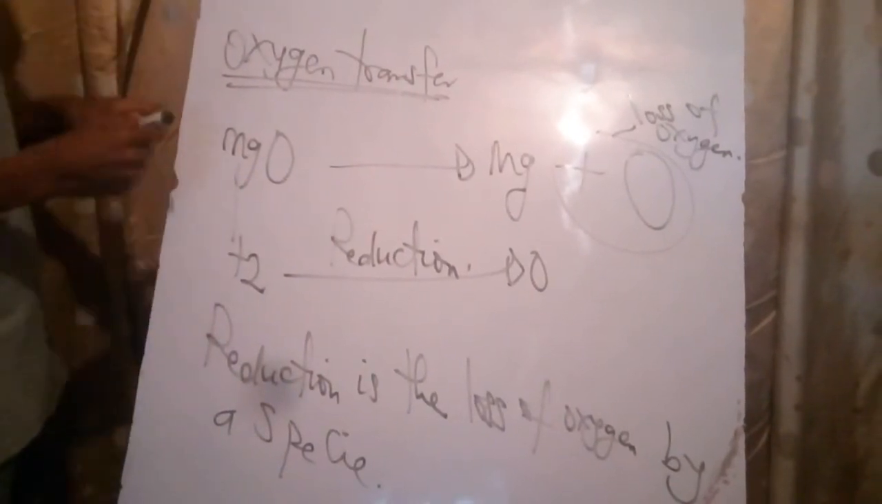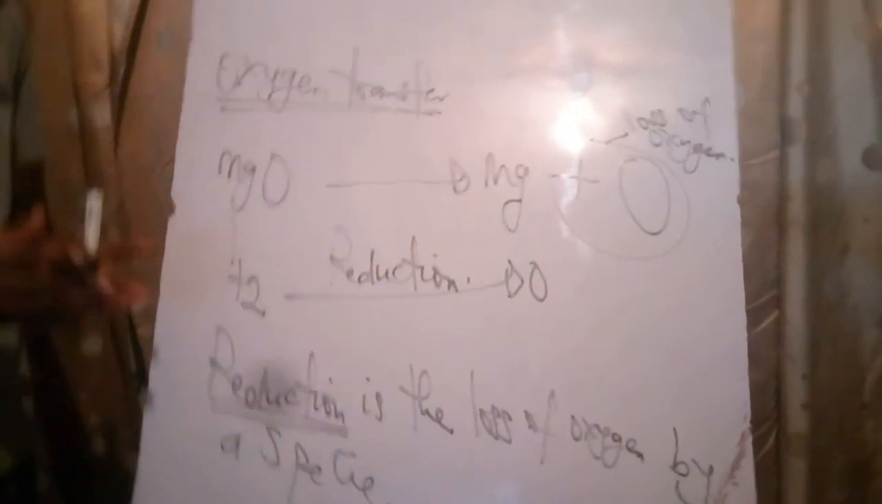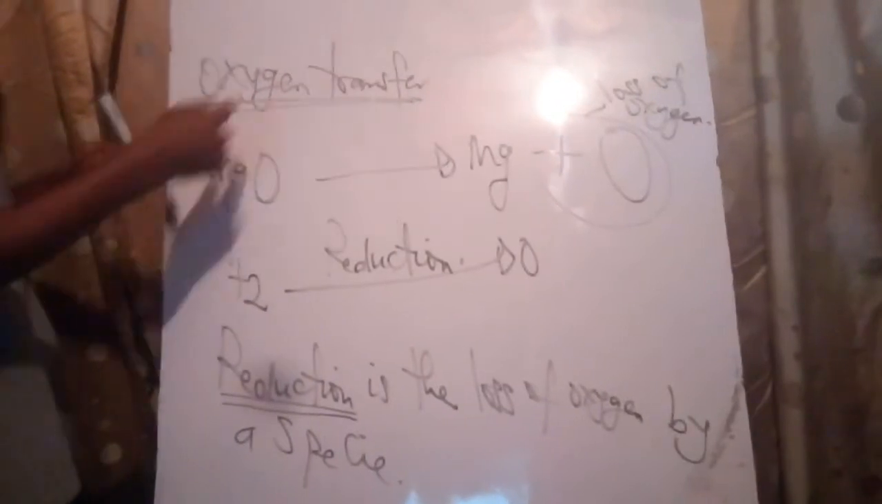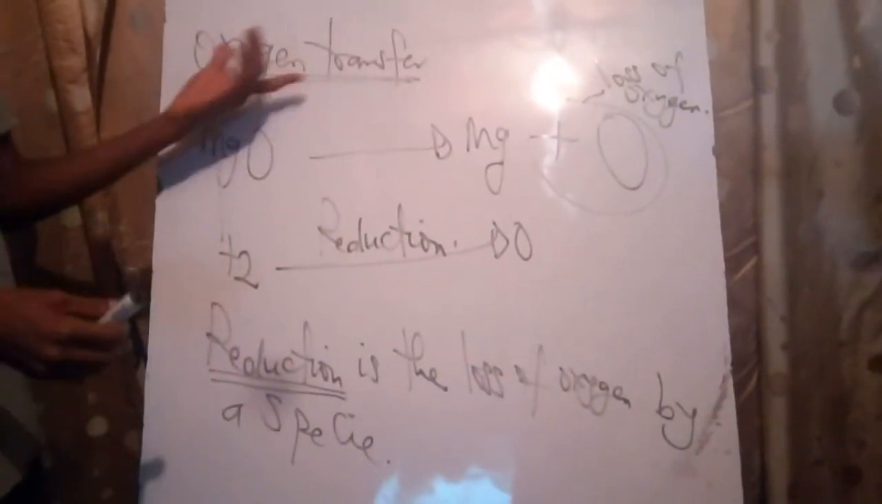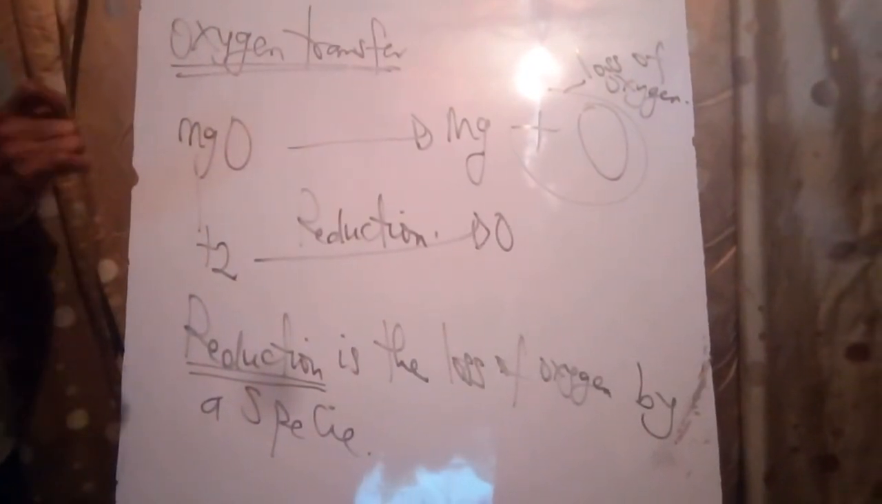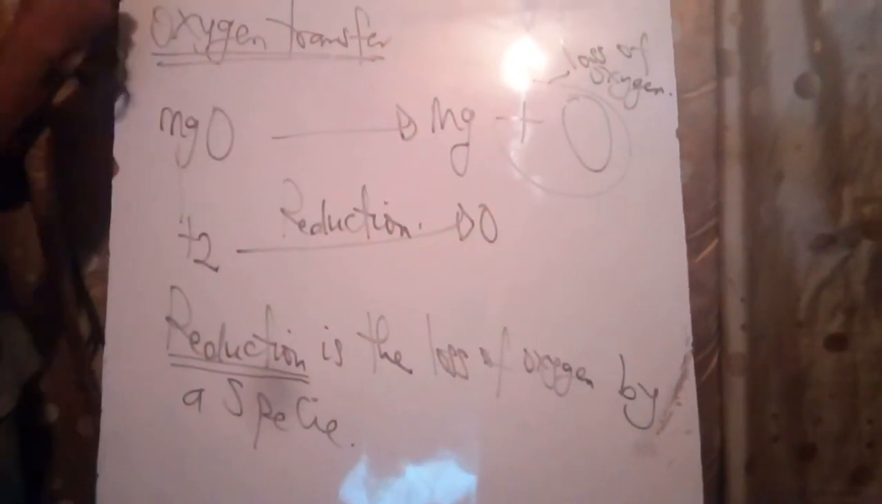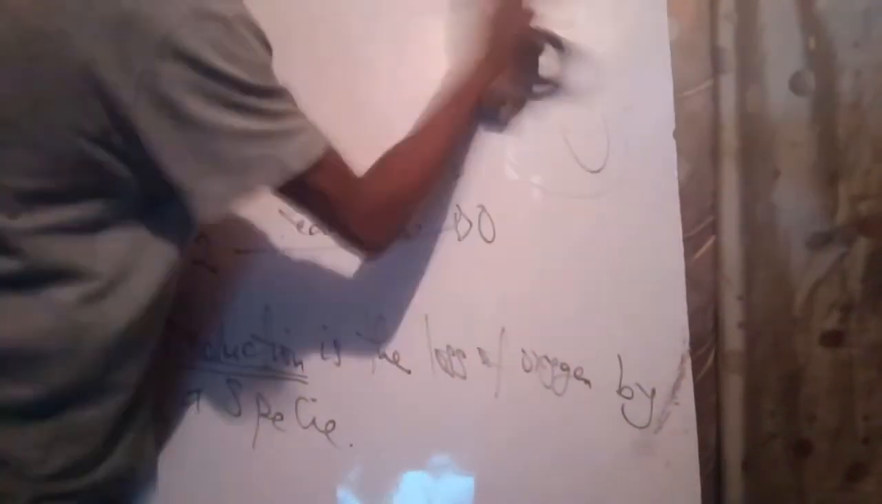Okay, that is the definition of oxidation and reduction based on oxygen transfer. I have derived this definition based on oxygen transfer. Now I will be going on to electron transfer. Can I rub off? Thank you. Now we're talking about electron transfer.